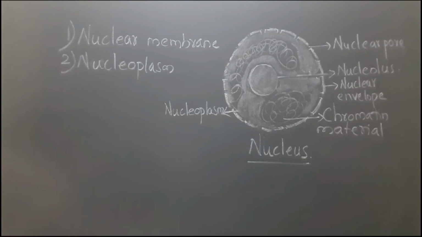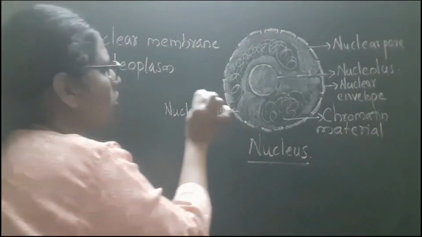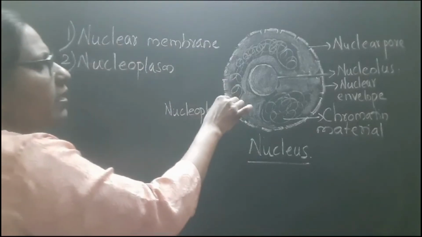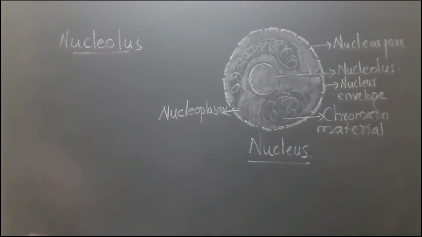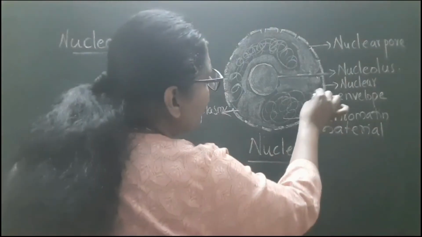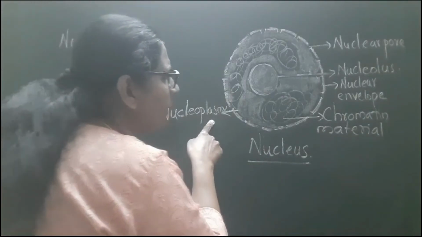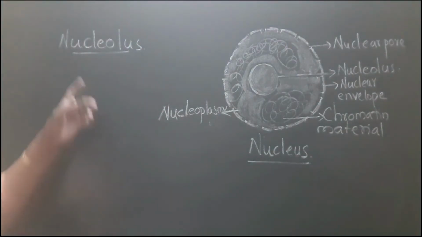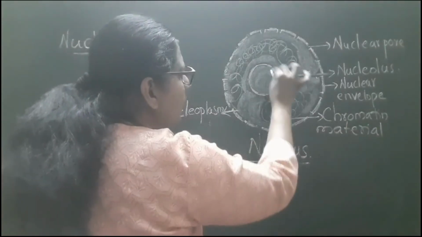And its structure is similar to the plasma membrane. We already learned about plasma membrane. This nuclear membrane is also similar to plasma membrane. We learned about nuclear envelope. We learned about nucleoplasm. Now we are going to learn about nucleolus. This is the nucleolus.